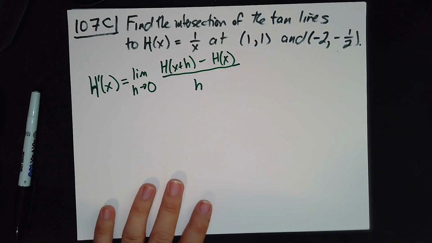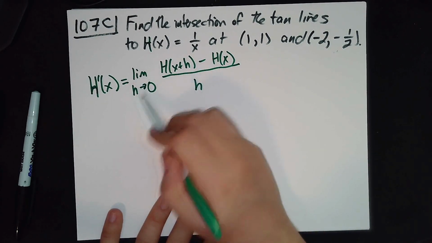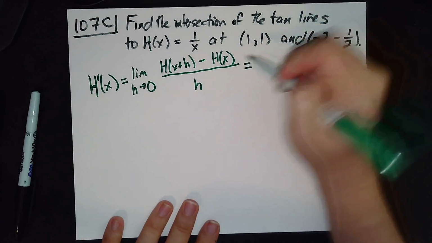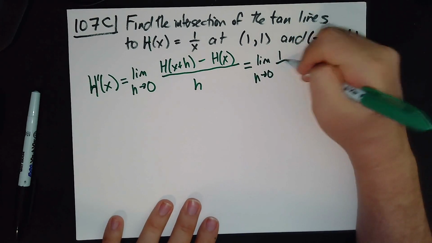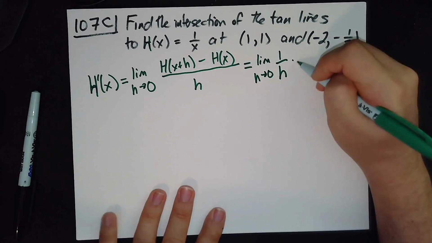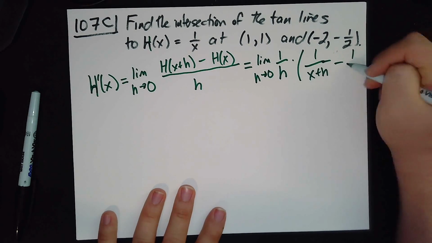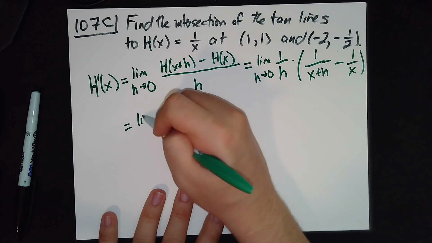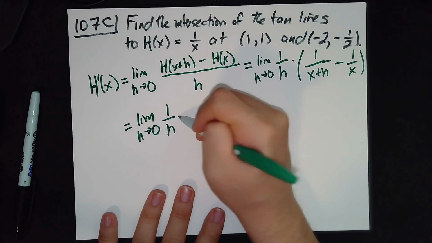It will possibly be slightly confusing if there's two h's flying around. So we've got capital H, the function, and lowercase h, the thing that I have this limit as h goes to 0. You can change the letters around whatever way you want for this. But this will be the limit as h goes to 0 of 1 over h times 1 over x plus h minus 1 over x.